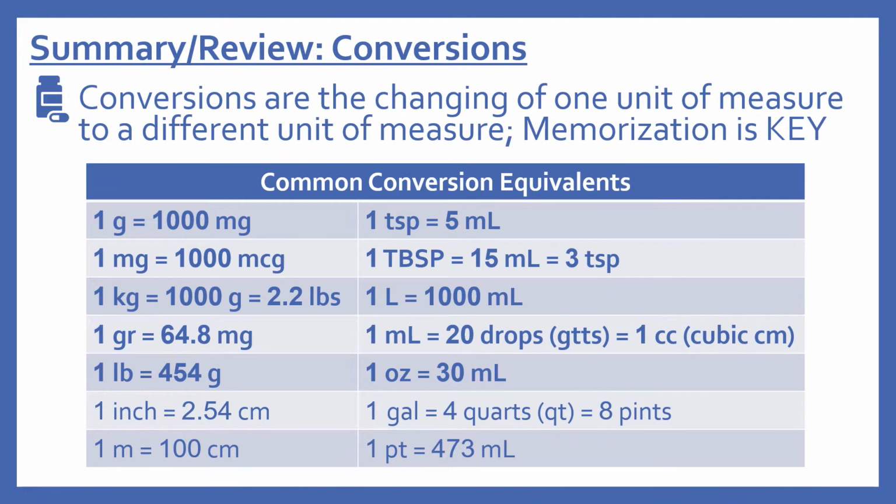Remember, drops is sometimes abbreviated GTTS, which also equals 1 cc, which is a cubic centimeter. 1 ounce equals 30 milliliters. 1 gallon equals 4 quarts, which equals 8 pints. 1 pint is equal to 473 milliliters.